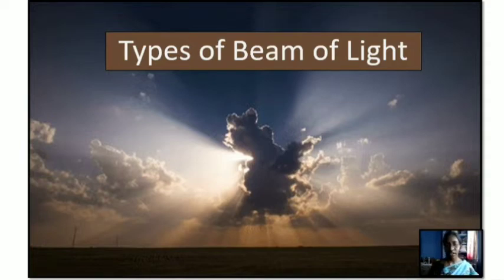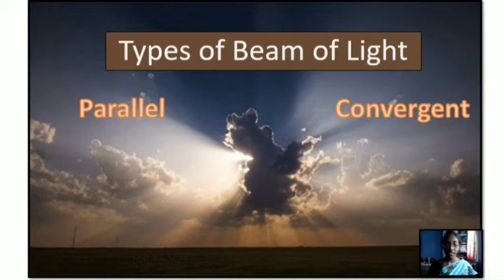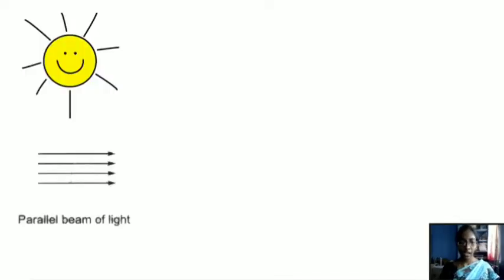These beams of light are of three types, and we are going to see them in detail. They are the parallel beam of light, the convergent beam of light and the divergent beam of light. We can also call them parallel rays, convergent rays and divergent rays. First we will see the parallel beam of light.